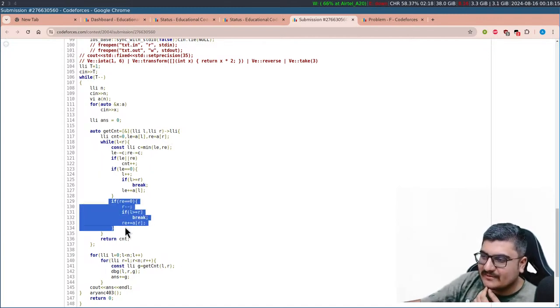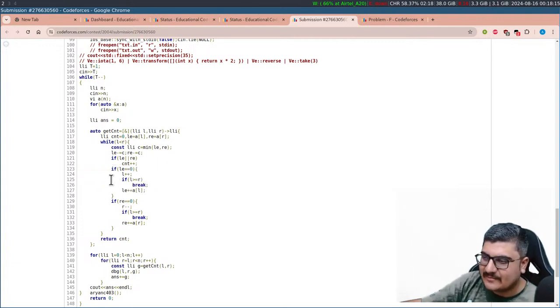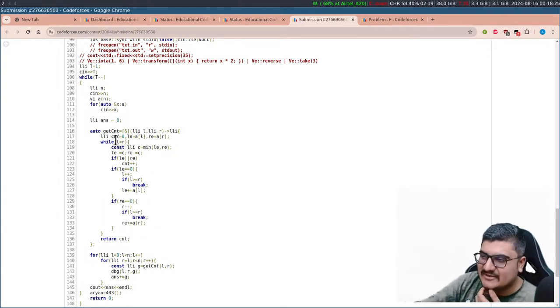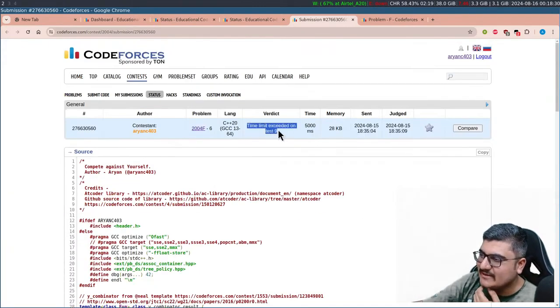So if the left side needs a split, like the advanced pointer on left or advanced pointer on right, basically whatever the remaining half matches, do L plus plus, R minus minus, do it as long as L is less than R. And whatever the number of operations I did, return that and add this for all the answers. This was TLE 9.